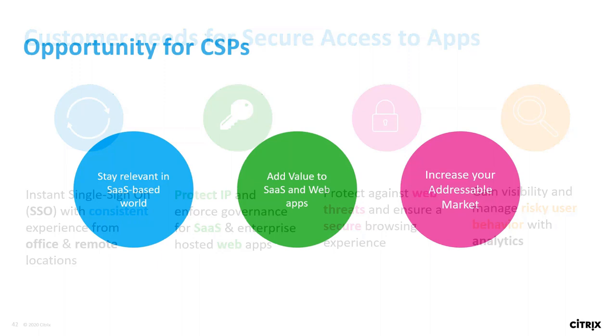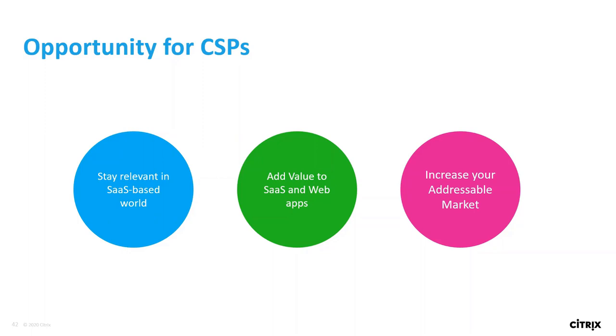And then with that, on every section, we're going to end with what's the opportunity for CSPs. So with access control, it gives you a way to stay relevant in a SaaS-based world while also adding new value and security to your customers' SaaS and web apps. This is going to enable you to expand your addressable market, in that you can go after new customers who might be all SaaS-based, as well as traditional customers who might be implementing a more hybrid approach with both SaaS and legacy server-based applications.